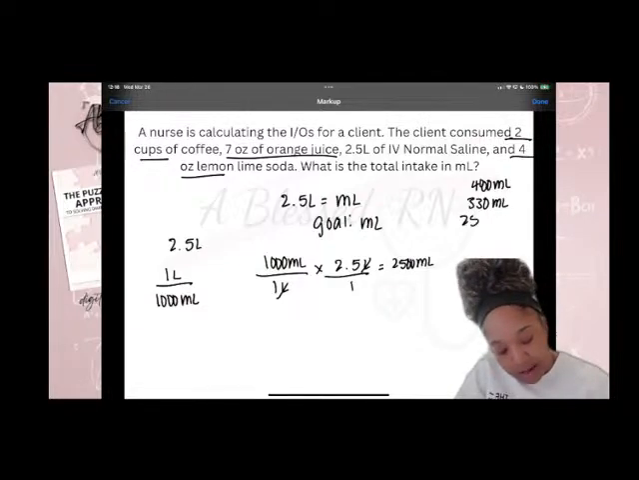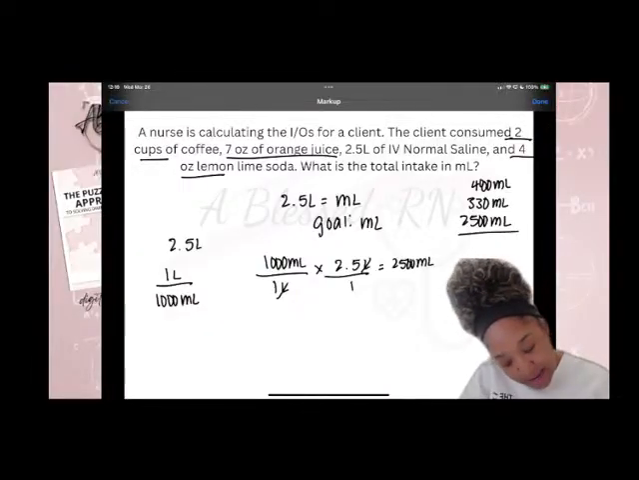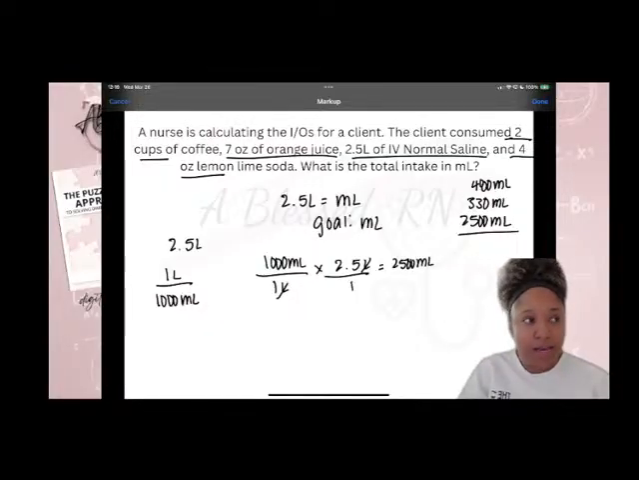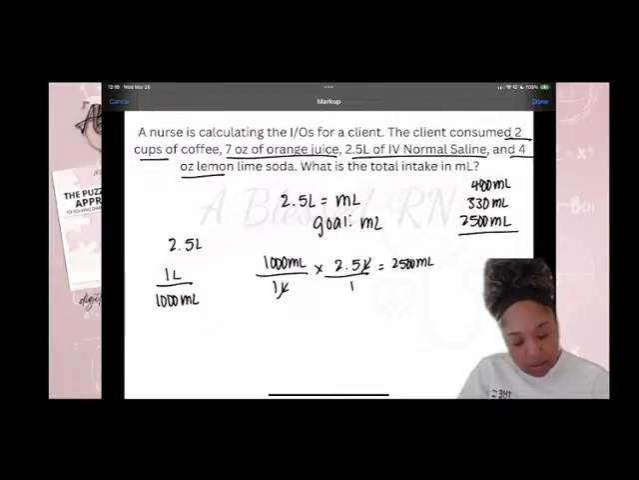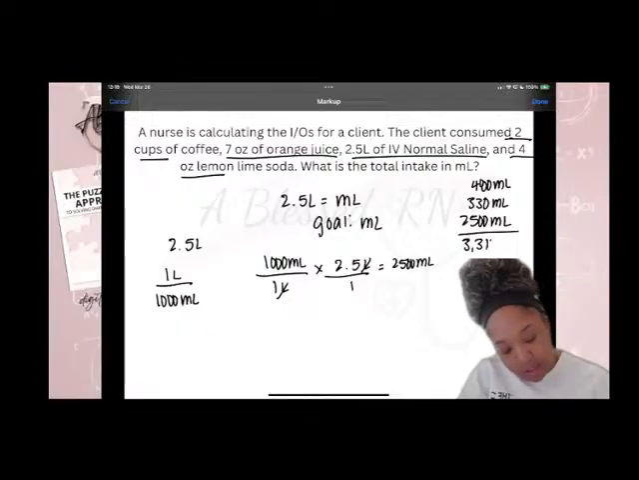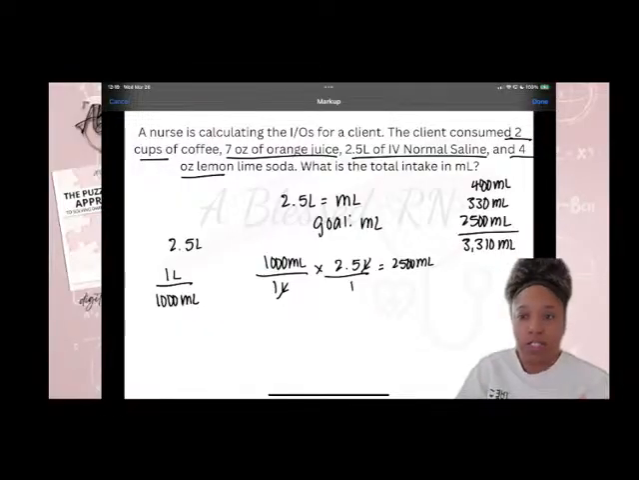So I'm going to put that over here with all of my other converted amounts. And that's all of my liquids, right? So I'll just add those together and that's going to be my intake. So 2,500 plus 330 plus 480 equals 3,310 milliliters. Okay. Did y'all get that? I see some answers. Okay. Any questions about what we did for this?